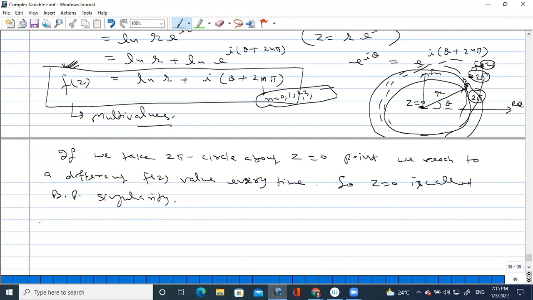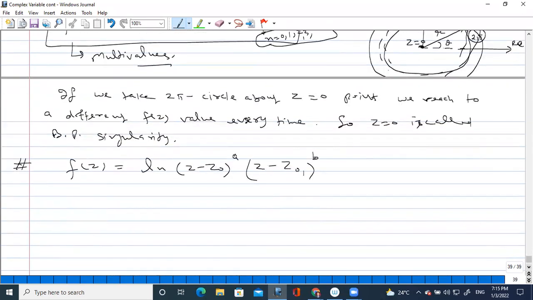I will tell you both cases. Some cases are like the ln function, the log function. Suppose my f(z) equals ln of (z minus z0) to the power a times (z minus z01) to the power b. So this is a different point, this is a different point. Whatever the function in the ln, that will always give you a branch point singularity, that you can remember.